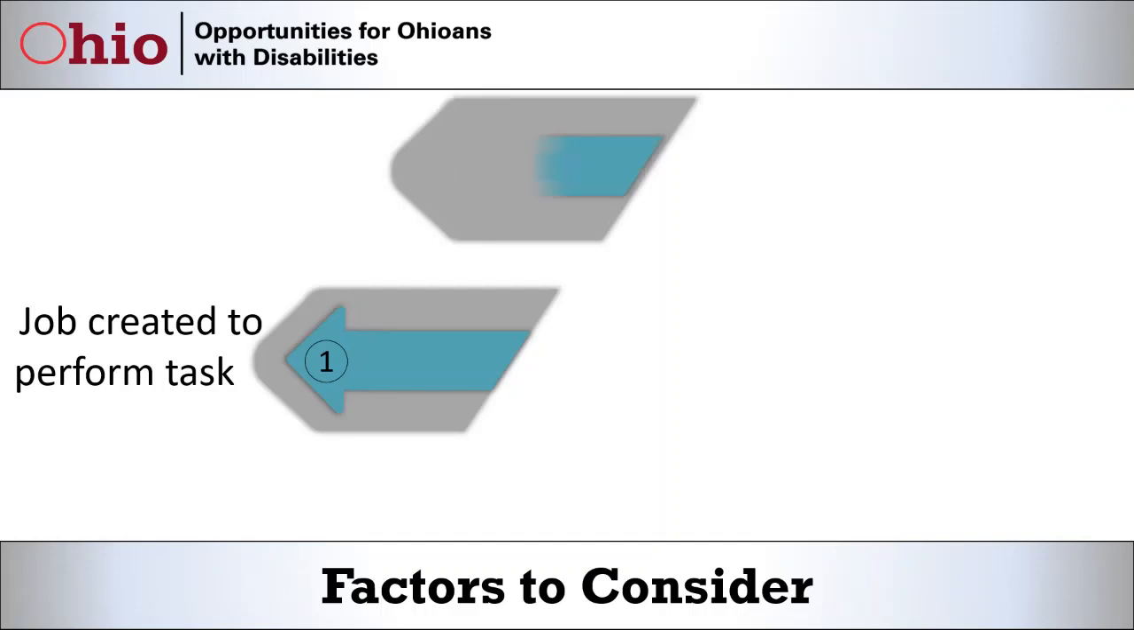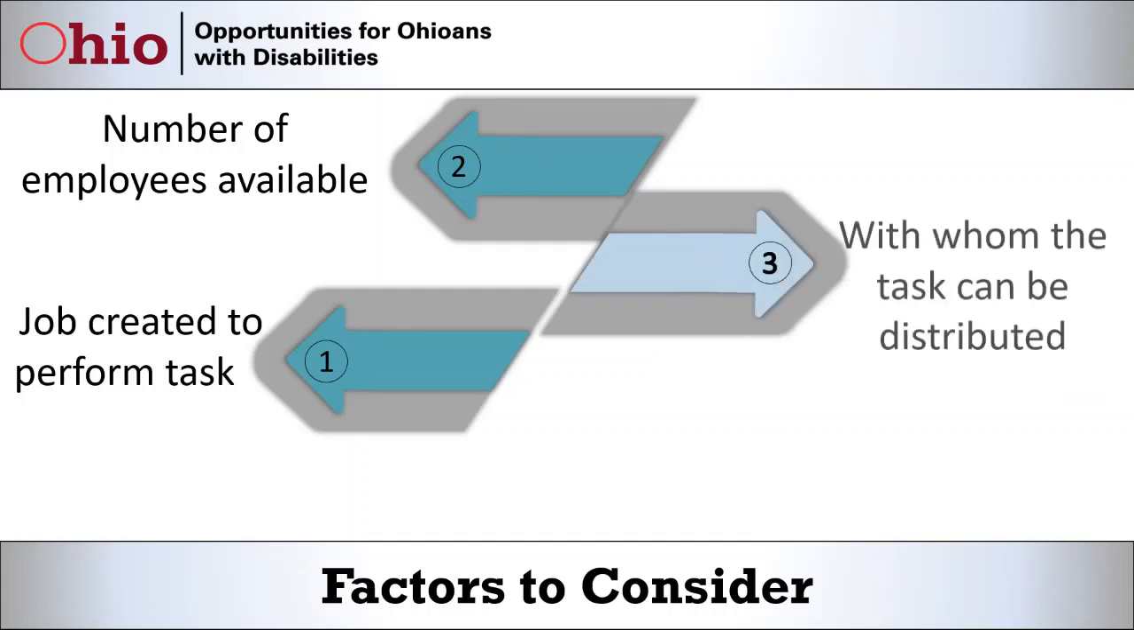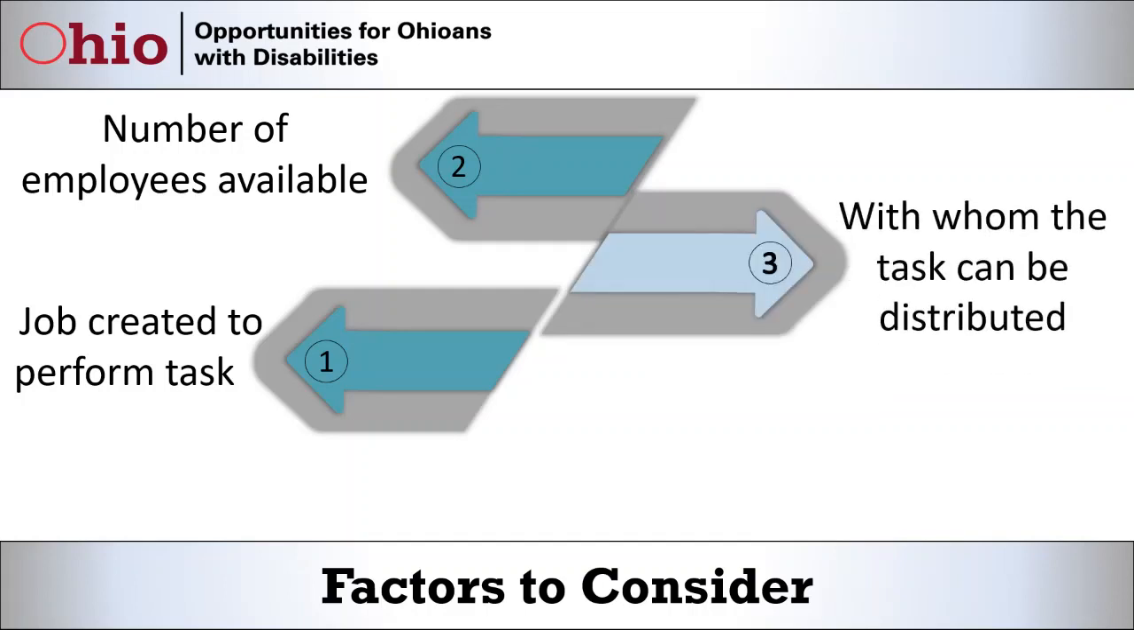Employers can also consider the number of employees who are available to perform the task or with whom the task can be distributed amongst. In my example, the task of refilling the printer paper is a task I share with my colleagues. It's really just your turn to do this when you are the one who notices the printer is out of paper and you need to print something. So this factor further supports this task being a marginal function.